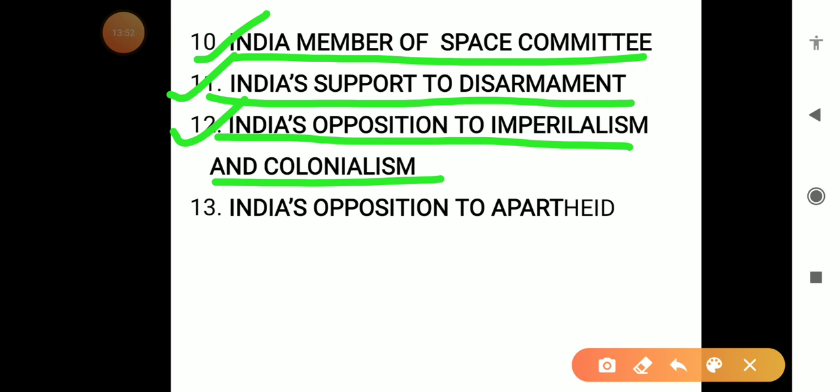So the next point is India's opposition to apartheid. Apartheid is a sort of discrimination of whites against blacks, and right from the very beginning India has been strongly opposing the policy of apartheid. It also supported the UN resolution to put an end to the policy of apartheid. Even at present, India is in the front line in the struggle to do away with apartheid, and in different parts of the world, India is against any kind of discrimination on the basis of color, caste, creed, and race.